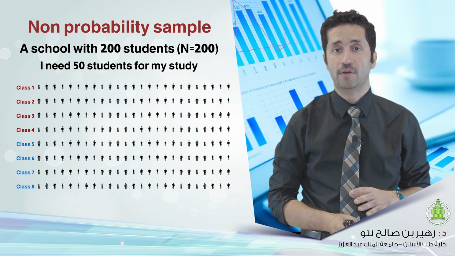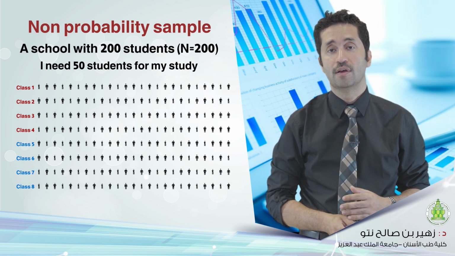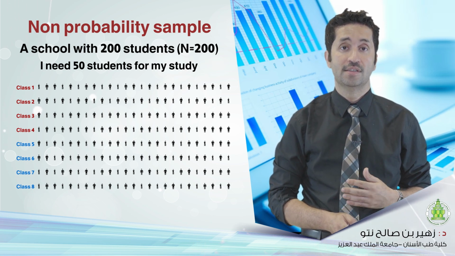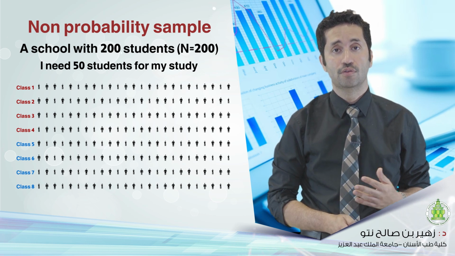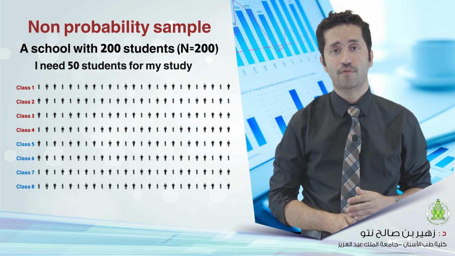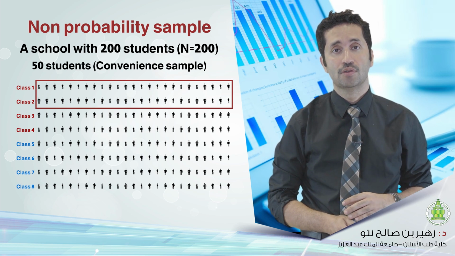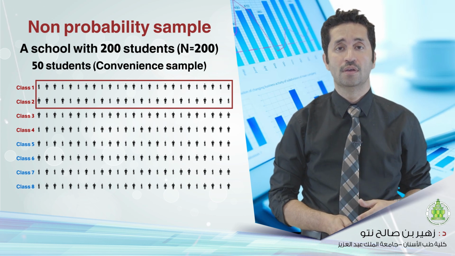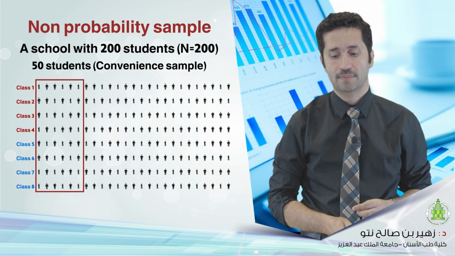Those students in front of me may be those who come earlier, or those at the shopping center may be more financially stable compared with others. So this does not represent the total population or total number of students. Another example of a convenience sample is taking students at the beginning of the class, who are more accessible for the study. However, this does not represent the whole school. This is an example of the convenience sample, and it is a very common method of sampling.